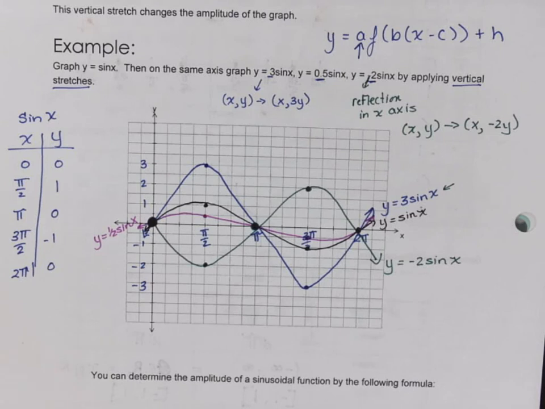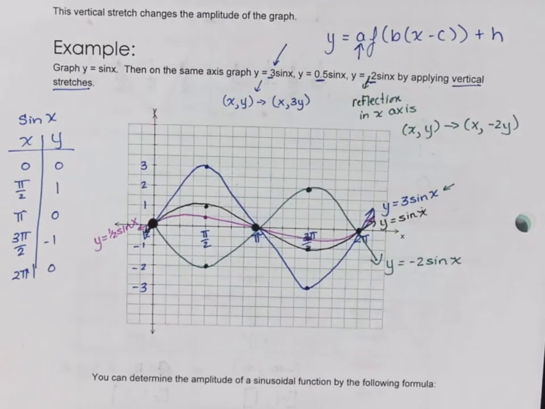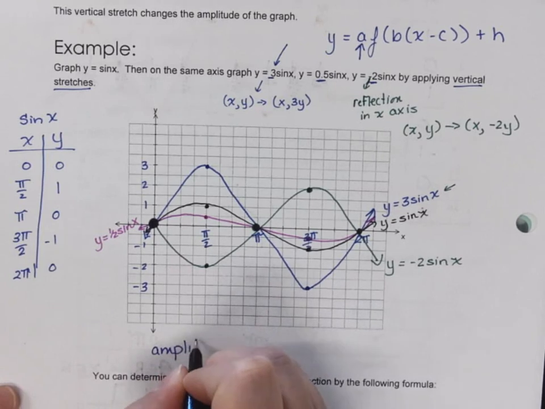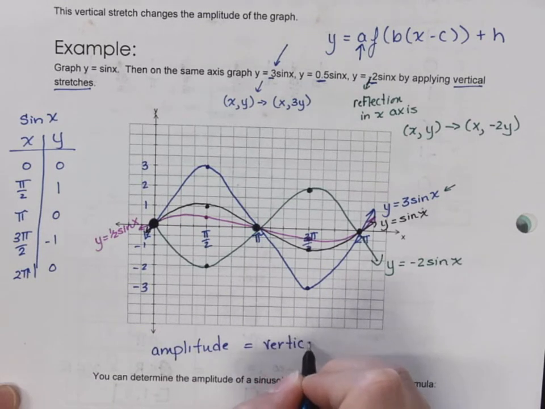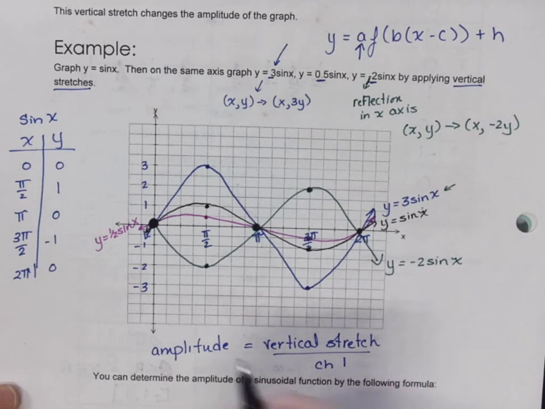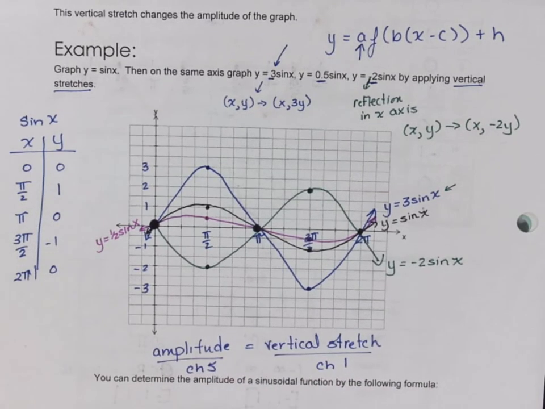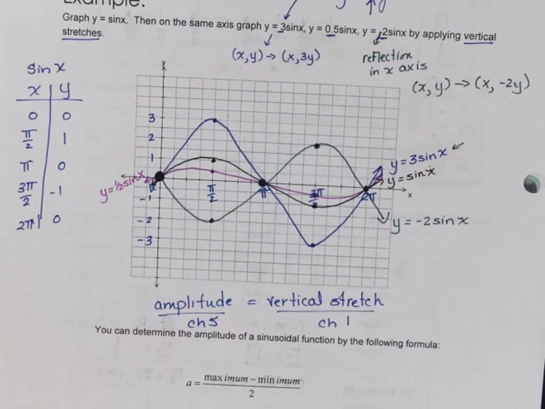So what are you noticing about these equations? The vertical stretch is also on a sinusoidal graph called? It's also the thingamajigger that's always absolute value. Okay, so the amplitude equals, so what we knew from chapter 1, we're giving it a new name because it's on a sinusoidal graph. Does that make sense to everybody?